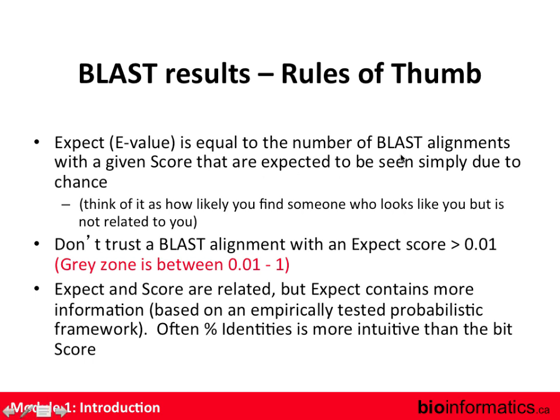The percent identity, again, is more intuitive. It refers to essentially how similar the two sequences are to each other when you line them up. So 100% identity means the two sequences are the same. 99% means one amino acid or base out of 100 is different.